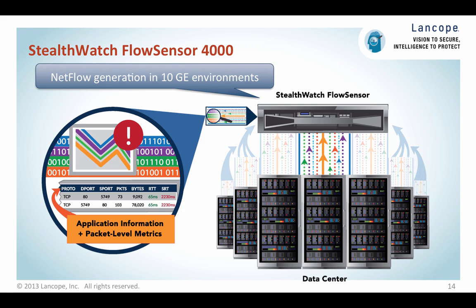The last item that I want to talk about is the FlowSensor 4000. The new StealthWatch FlowSensor 4000 significantly increases the throughput of the FlowSensor appliance to deliver massive scalability for enterprise data centers and 10 gigabit Ethernet environments. By exporting valuable flow data enriched with application details, the FlowSensor helps the StealthWatch system provide comprehensive one-to-one NetFlow visibility and actionable security intelligence in environments where it may have been difficult to deploy NetFlow export previously.